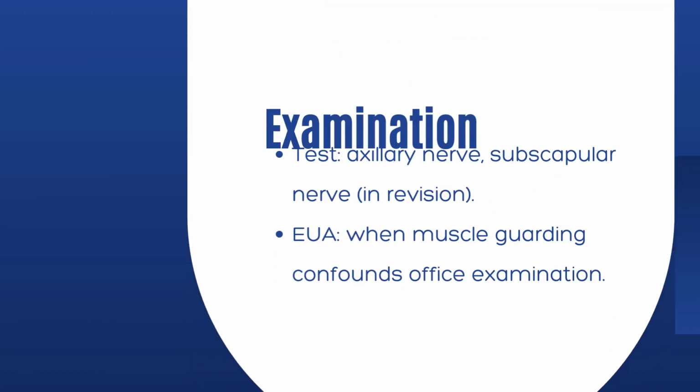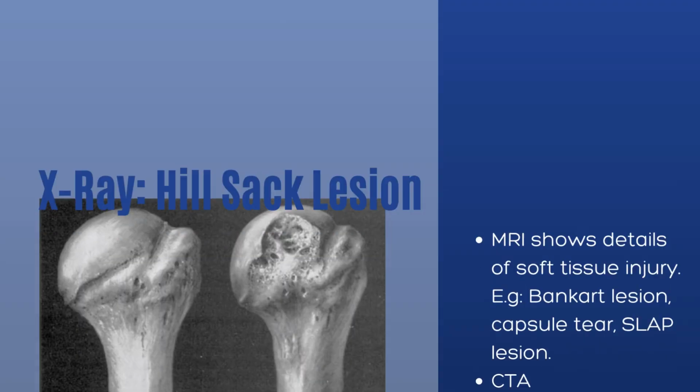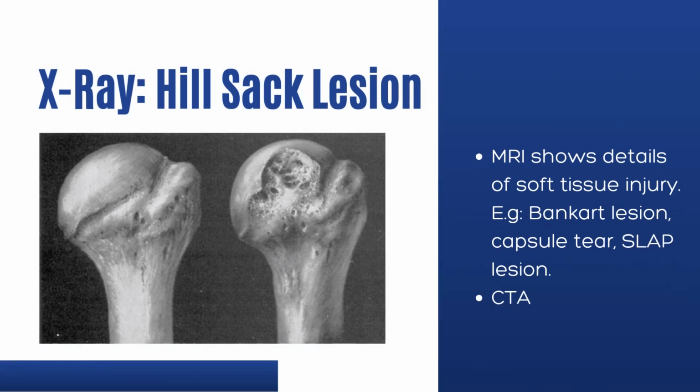In case of shoulder instability, we examine the nerves in the upper limb, especially the sensory and motor functions of the axillary nerve, and other nerves like the median, radial, and ulnar nerves are also examined. X-rays are useful to detect the Hill-Sachs lesion in case of instability, and other fractures of the glenoid can also be seen on X-rays. MRI will show soft tissue injuries like Bankart lesion or SLAP lesion or damage to the capsule. CT scan might also be helpful, CTA especially.